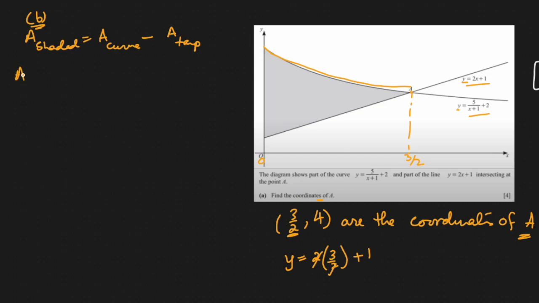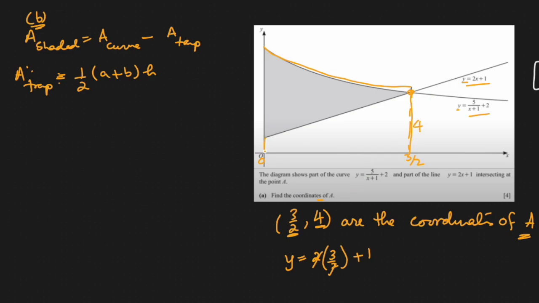So the area of the trapezoid will be half times the first parallel line plus the second parallel line, times the height between those parallel lines. The first parallel line is this, whose y coordinate of that point was 4. So this height is 4.